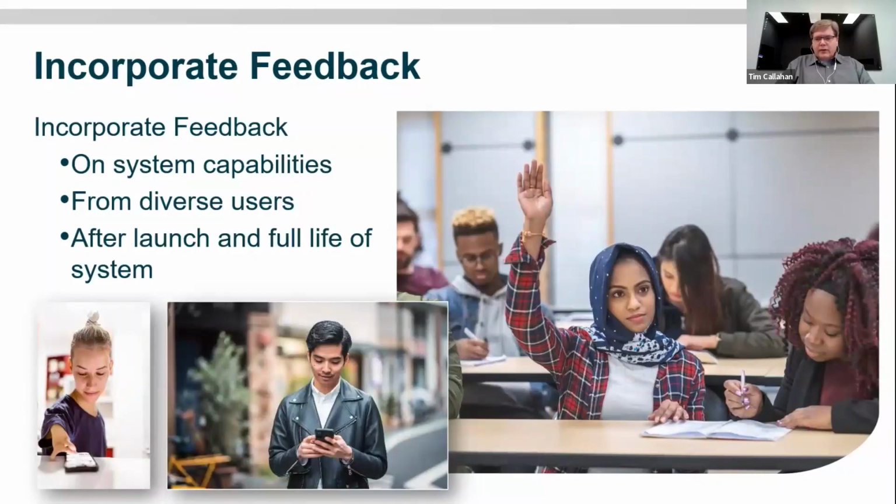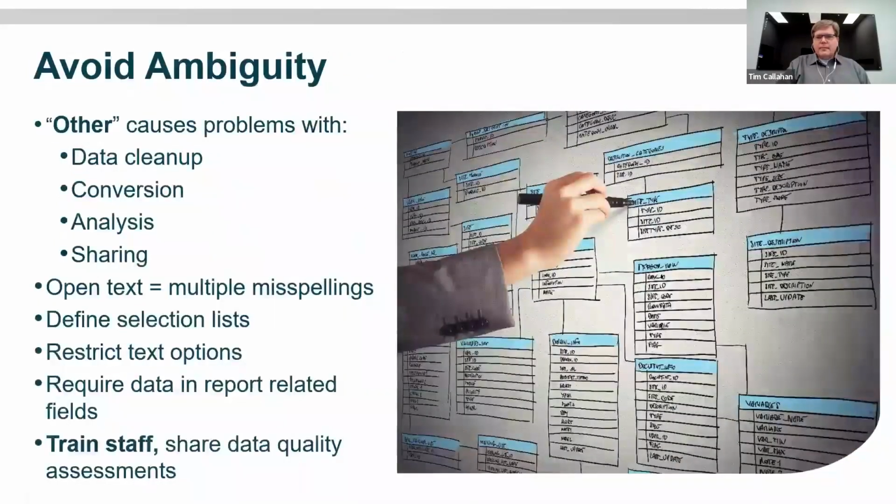So you want to include your stakeholders in defining the system capabilities. Include the users of all types in planning to build the system. And after launch, have open and often reviewed conversations to review the system and receive and respond to user and public issues as to how to improve it. And of course, avoiding ambiguity is always the best plan.